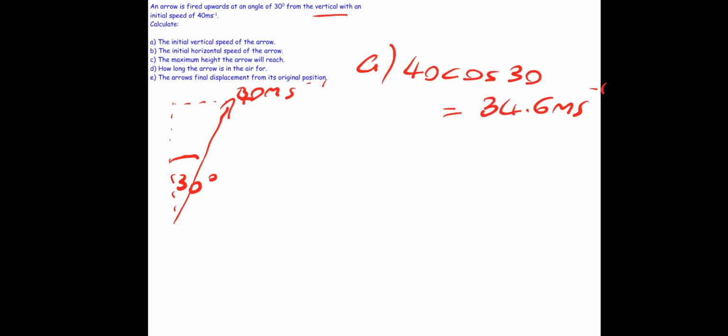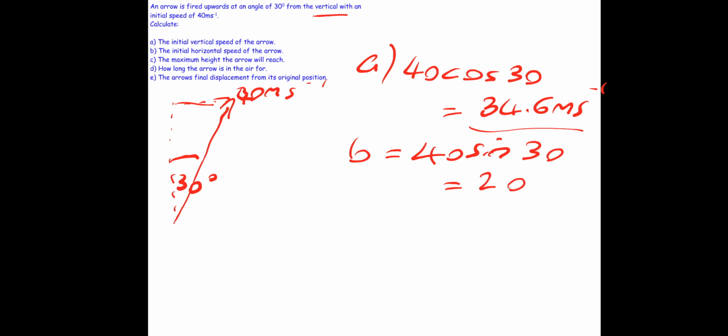So the initial vertical speed, if I make a triangle here, the speed is 40 meters per second. The vertical speed will be 40 times cos 30, which gives us 34.6 meters per second. And the horizontal speed is opposite the angle, so that would be 40 times sine 30, which gives us 20 meters per second.